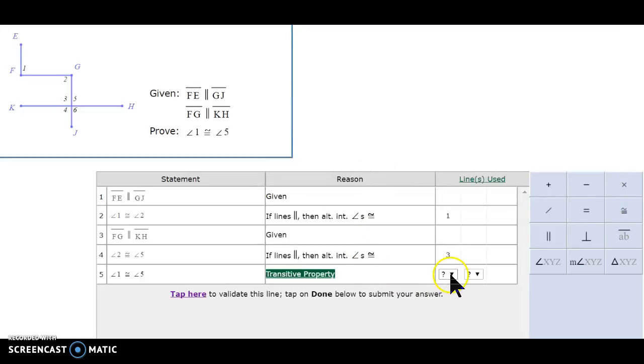And when we choose transitive, they will ask you, okay, so I have line 1, 2, 3, 4. Out of these 4 lines, which one are we connecting? So I'm trying to connect angle 1 to angle 5. So it will be line number 2 and line number 4. So here I choose line number 2. Here I choose line number 4. Okay, be careful with that. And that's it. Thank you. Your proof is complete because I have just proved that angle 1 is congruent to angle 5.